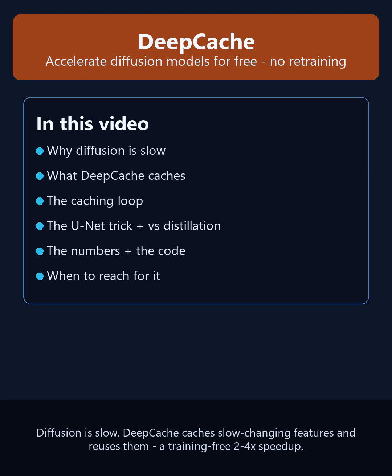Diffusion models make stunning images, but they are slow. Generating one picture can mean running a heavy neural network 25 to 50 times over. DeepCache, a CVPR 2024 method, speeds this up for free, with no retraining at all. In this video, why diffusion is slow, what DeepCache caches, how the loop works, the UNet trick behind it, how it compares to distillation, the numbers, the code, and when to reach for it.